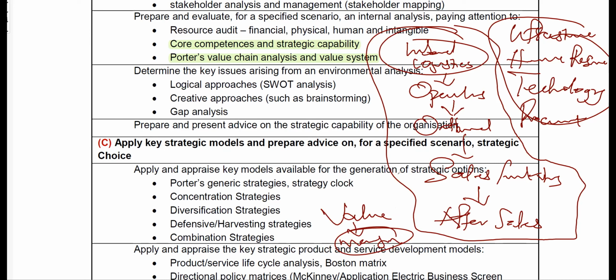So all you have to do in the exam is to look at activities that you can eradicate and activities that you can maintain or activities you can outsource to help you still achieve competitive advantage, right? So that's the value chain for you.